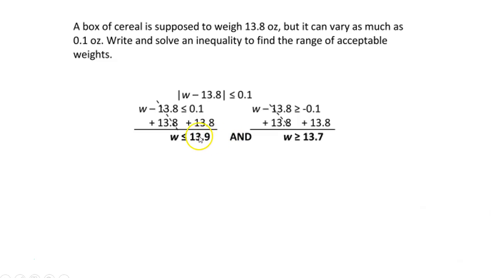So the box of cereal could weigh as much as 13.9, and it has to weigh at least 13.7. So the weights have to be in between there. So we can write that as W has to be in between these two values, and it can be those values because 1/10 is okay. And that is how we solve absolute value inequalities, both graphically and algebraically.